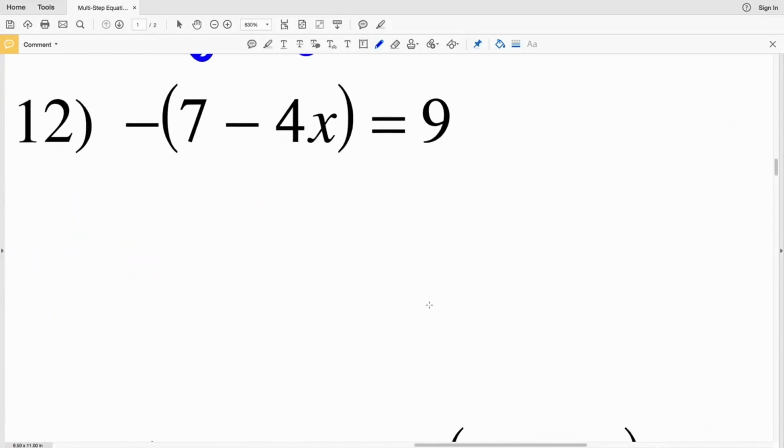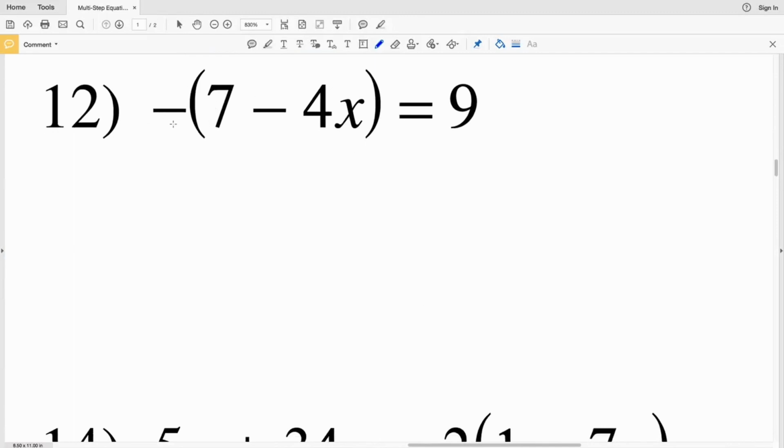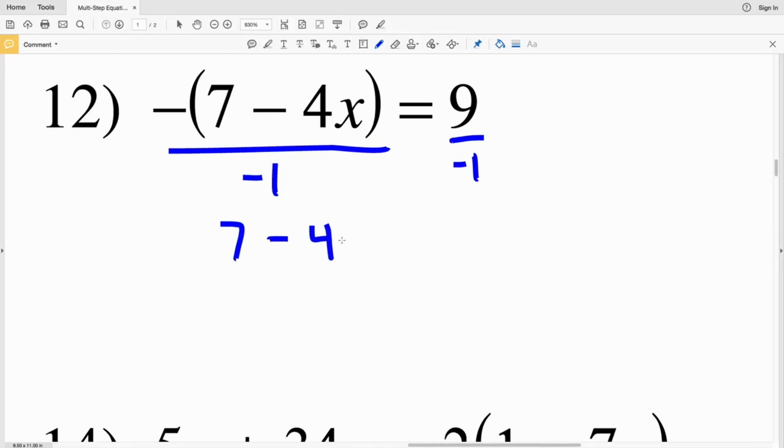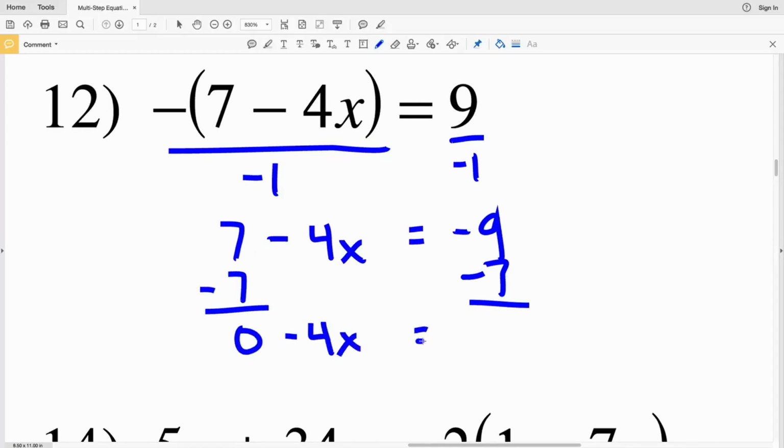In number 12, again, we have a negative outside of the parentheses. So this is simply going to be dividing by negative 1. Negative 7 minus 4x divided by a negative 1 is going to be a positive 7 minus 4x. And that's going to be equal to a 9 divided by a negative 1, which is a negative 9. Then we're going to subtract 7 from both sides to have a 0 minus 4x equals a negative 16. Since we're subtracting 4x from 0, we can say that negative 4x is equal to negative 16.